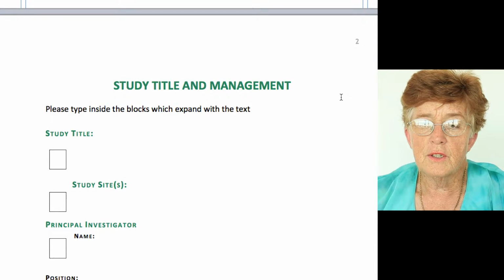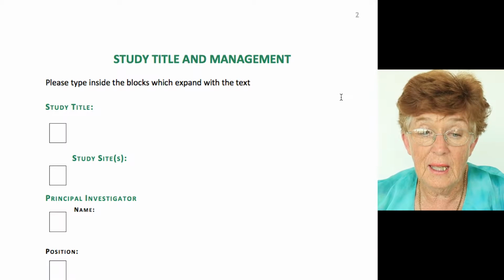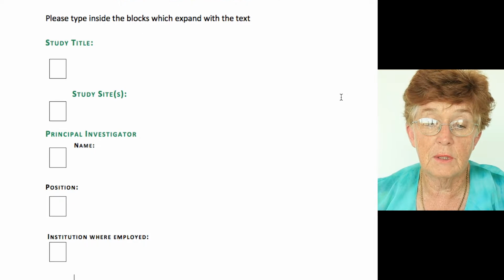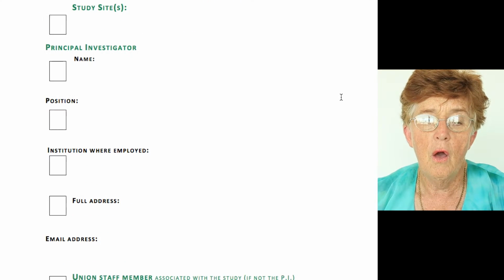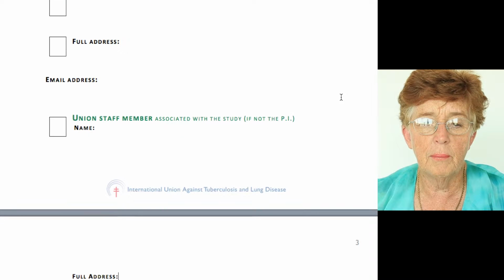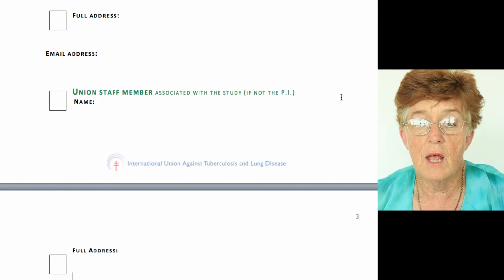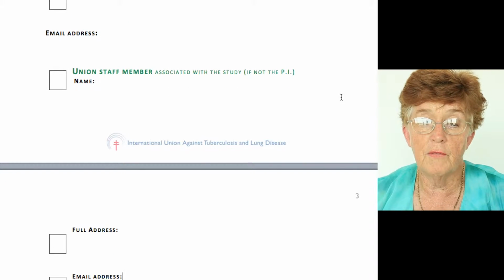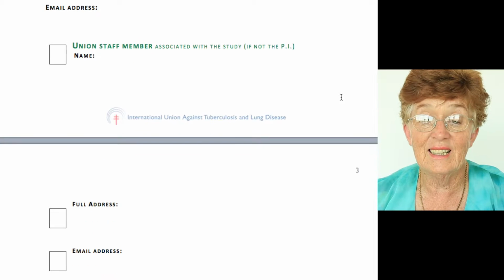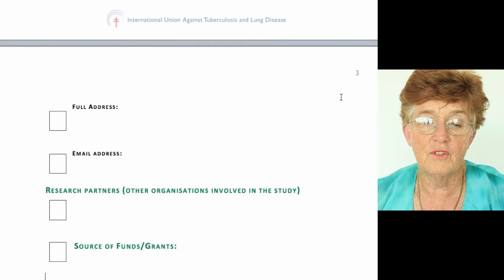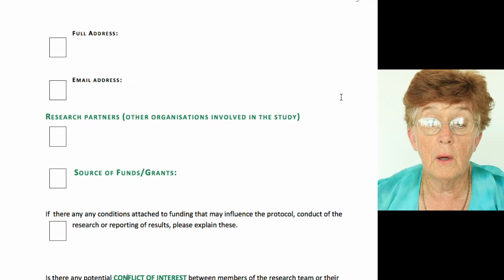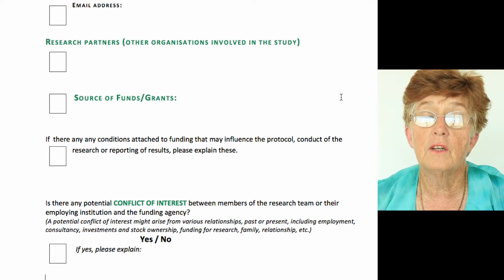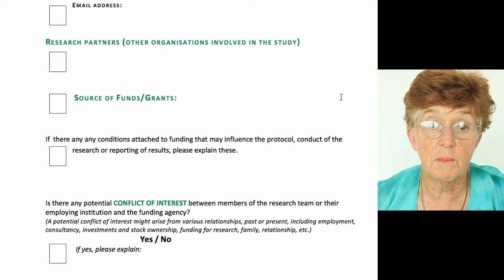The next two pages are details about the study, the sort of administrative details. The title, where the study will take place, the name of the PI, who she or he is, where employed, address, email address, the union person who's involved, because if the union is not involved, then this group won't need to see this application. The address and email of that person. Research partners should be listed. The source of funds and any conditions attached to the funding must be specified.